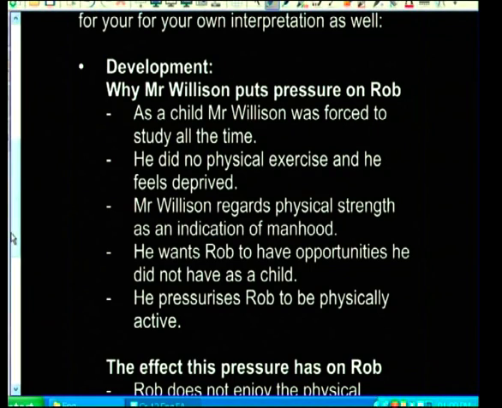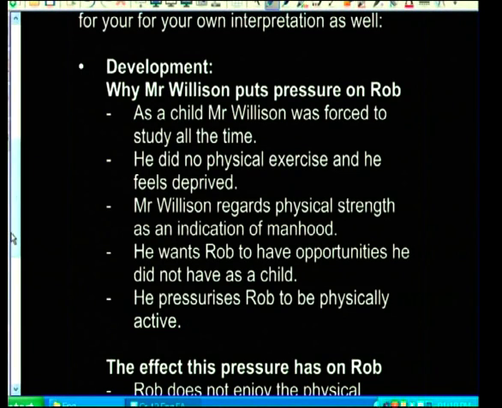Look at the development. Why Mr. Wilson puts pressure on Rob. And these are some of the reasons. These are some of the points that we have. Remember, these are just points, but you've got to write them in correct sentences. As a child, Mr. Wilson was forced to study all the time. Okay, that's the first thing. The second thing is he did no physical exercise and he feels deprived.